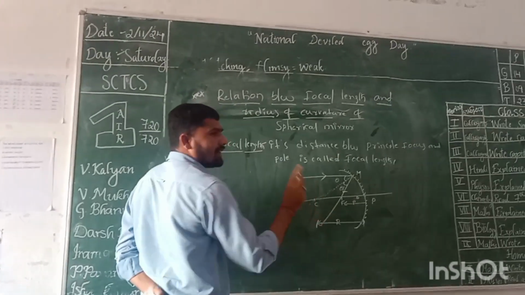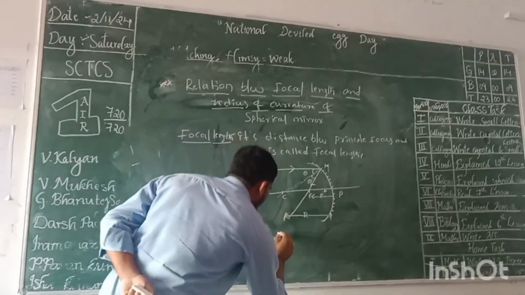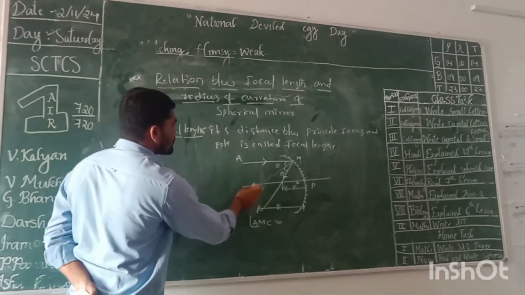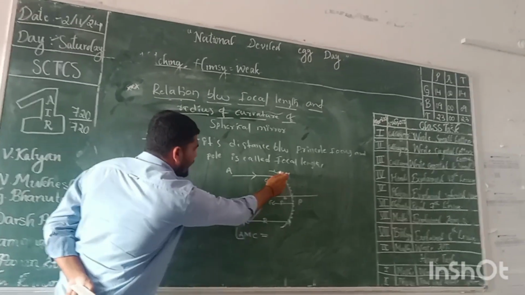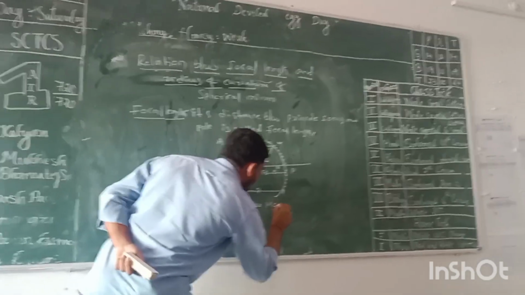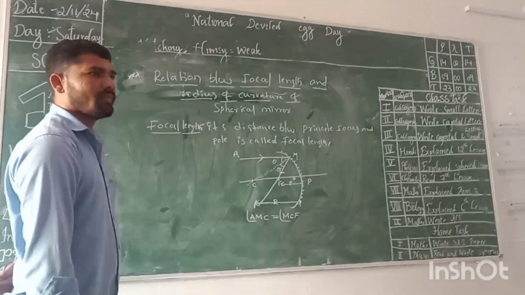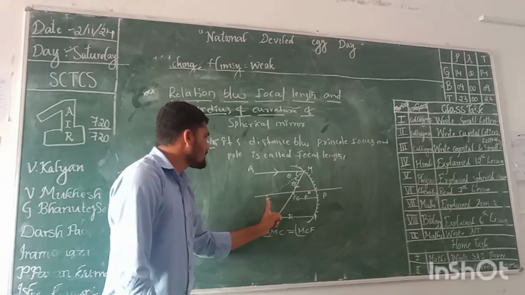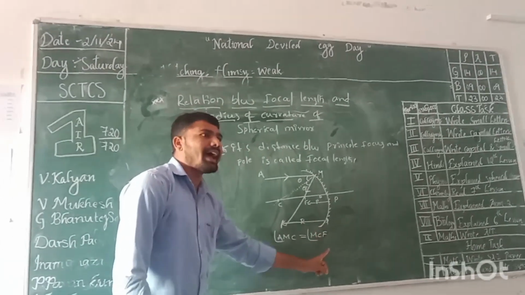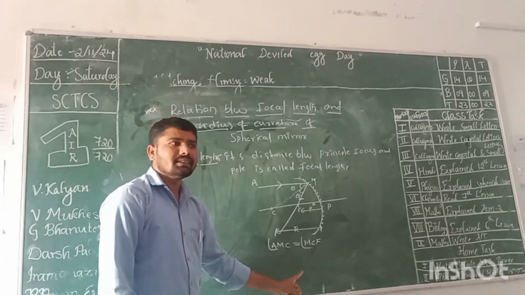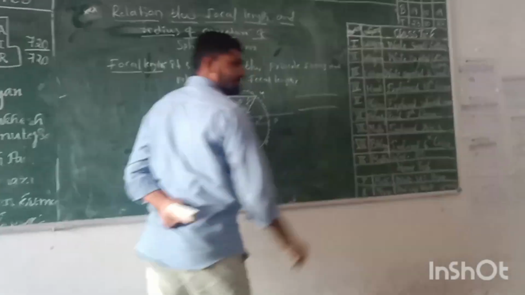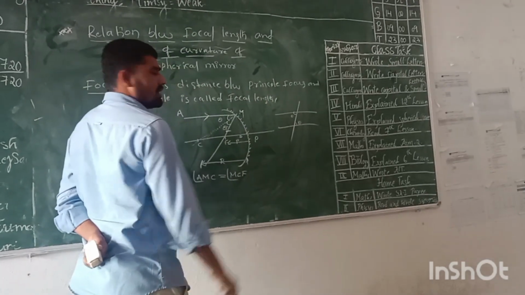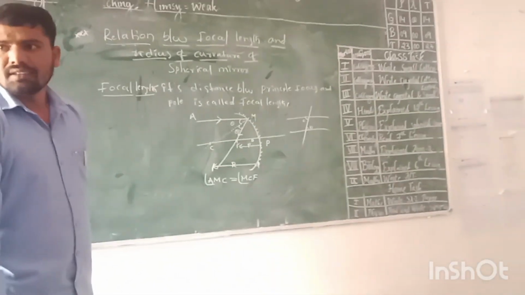How many triangles are there? Two triangles: AMC and MCF. In AMC this angle is theta, and in MCF this angle is the alternate angle. Alternate angles arise from parallel lines cut by a transversal, so this angle is theta and this angle is also theta.